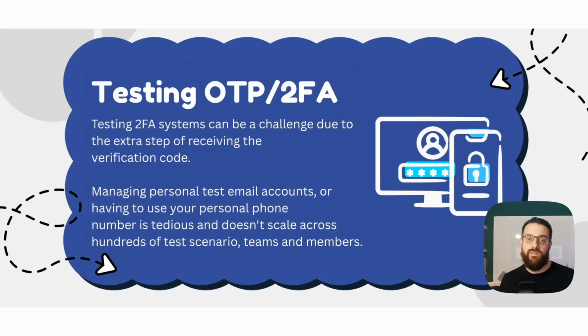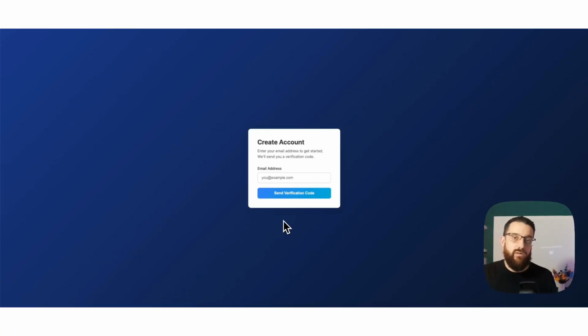So in order to really test this programmatically, we need to take advantage of Mailinator. Let's have a look how to do it. So here I built myself a basic application. It mimics one-time passwords, sends them via an email provider, and allows us to verify the code afterwards. So what we're going to do is use Mailinator to do this.